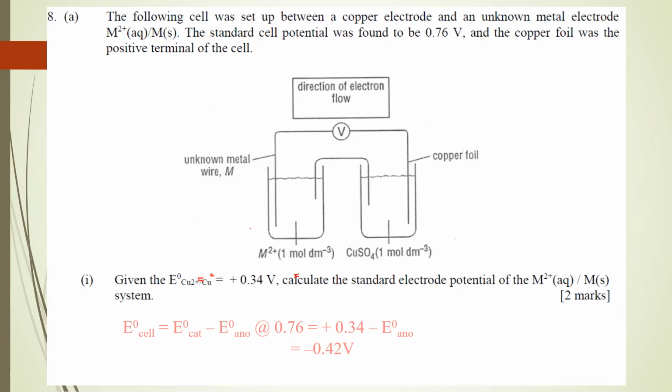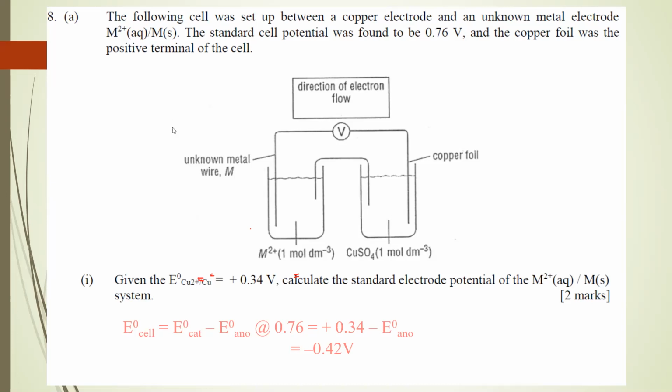Here you have to use E naught cell equals E naught cathode minus E naught anode. When you substitute the E naught cell value, 0.76 equals 0.34 minus E naught of anode. At the end of the day, you get E naught anode equals negative 0.42 volt. In this case, we are looking for E naught for the anode. So that is for A1.